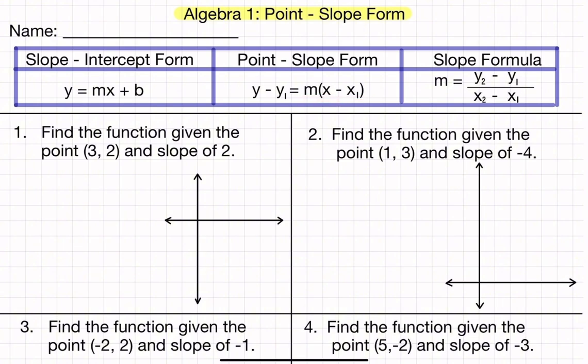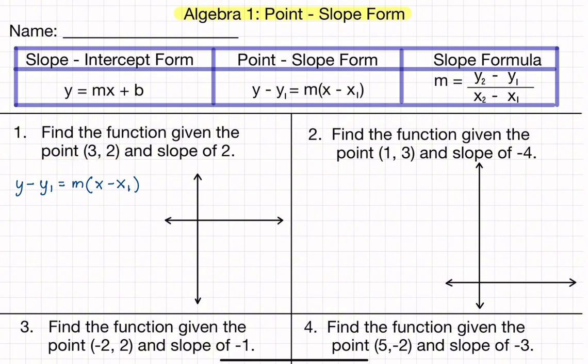So first, let's write it here. y minus y sub 1 is equal to m times x minus x sub 1. Okay. So what is our y sub 1 and x sub 1? So we can find the x sub 1 and y sub 1 from the given point.